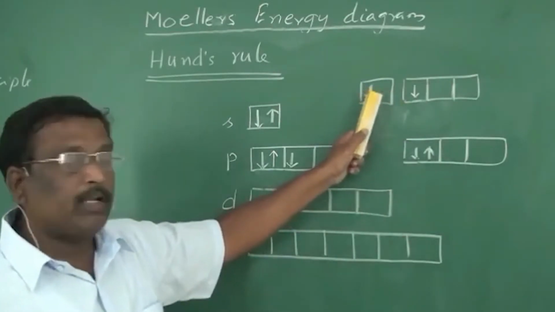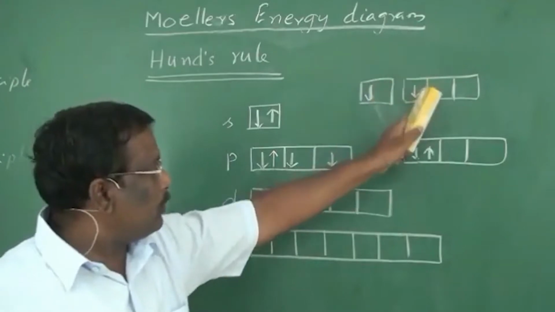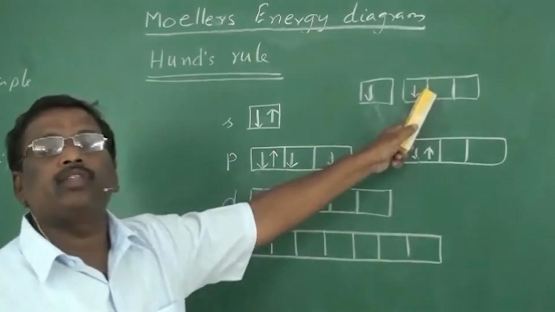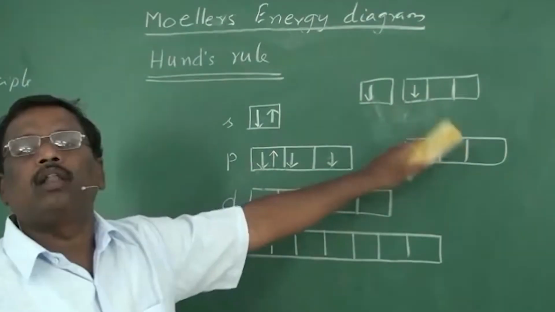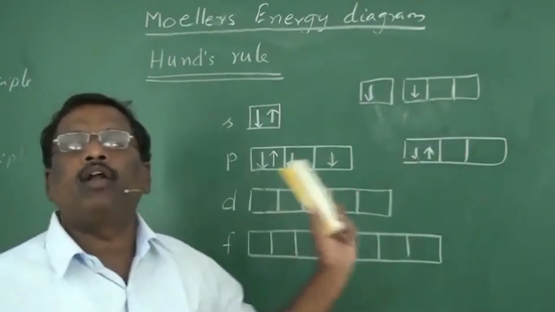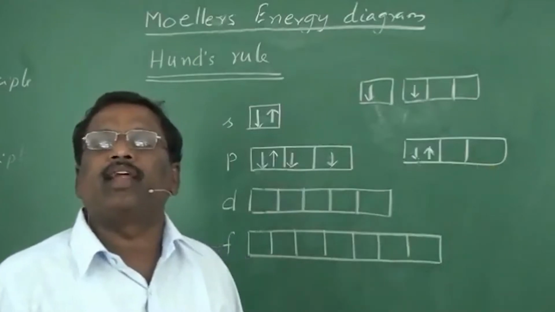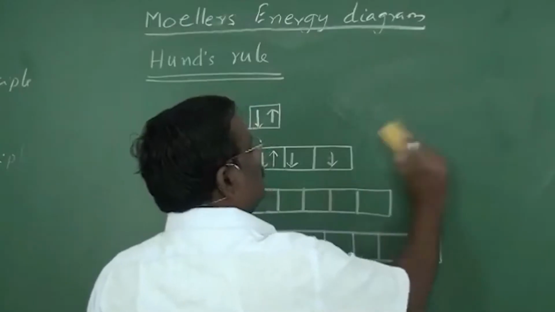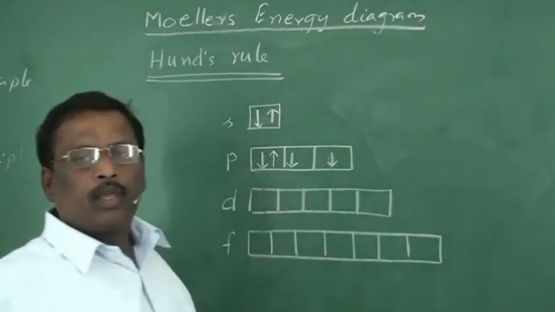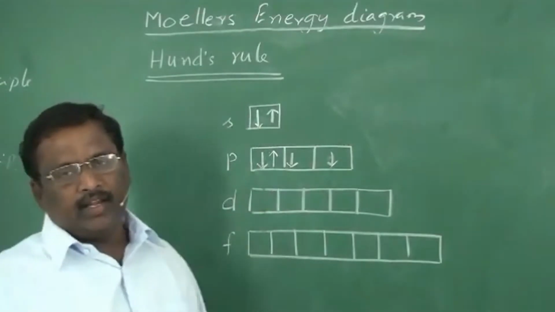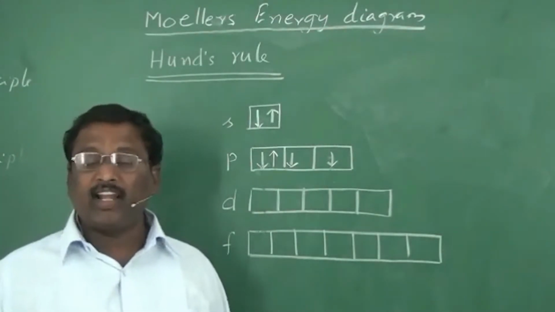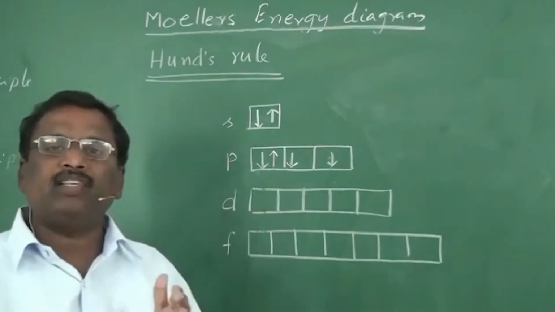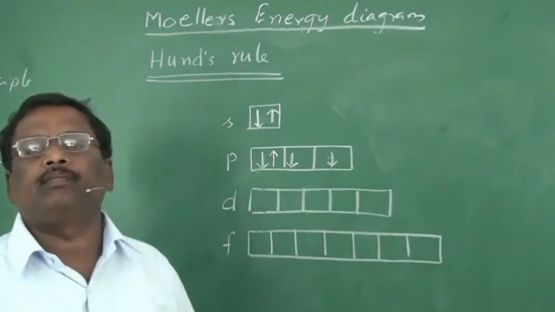After filling of this orbital only, the electron is supposed to enter into this orbital. When entering into this orbital, the pairing is possible only when all degenerate orbitals are filled with 1 electron each. So, this is Hund's rule. Hund's rule applies when electrons are filling degenerate orbitals. Degenerate orbitals means the orbitals with the same energy.